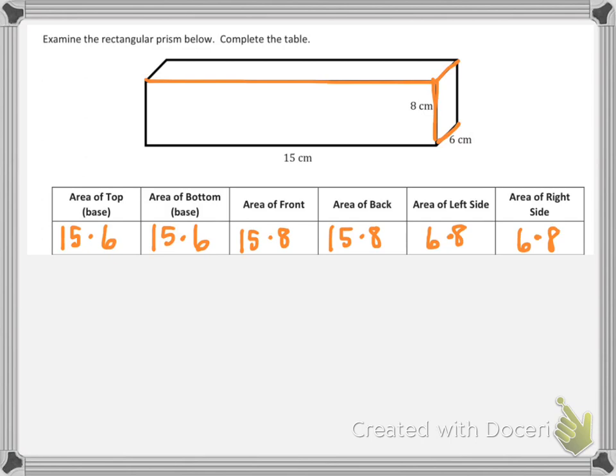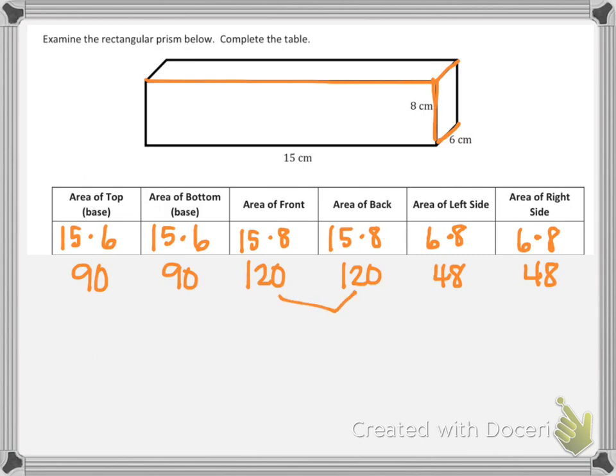And then we can multiply. 15 times 6, that's 90. So that's the top. The bottom is also a 90. 15 times 8 would be 120. And so is the back, also a 120. And then 6 times 8 is 48. And that's the left side, and the right side is also 48. And then we just add those together. So let's put these two together.